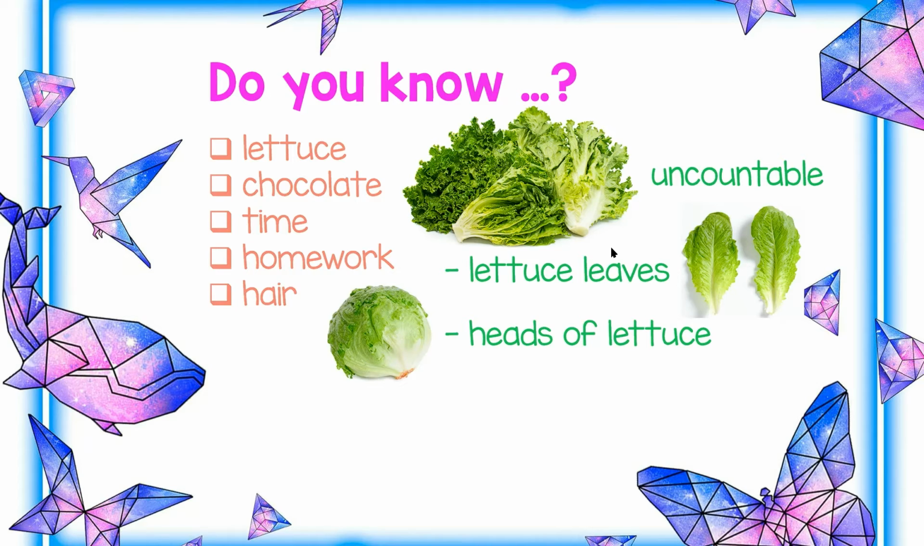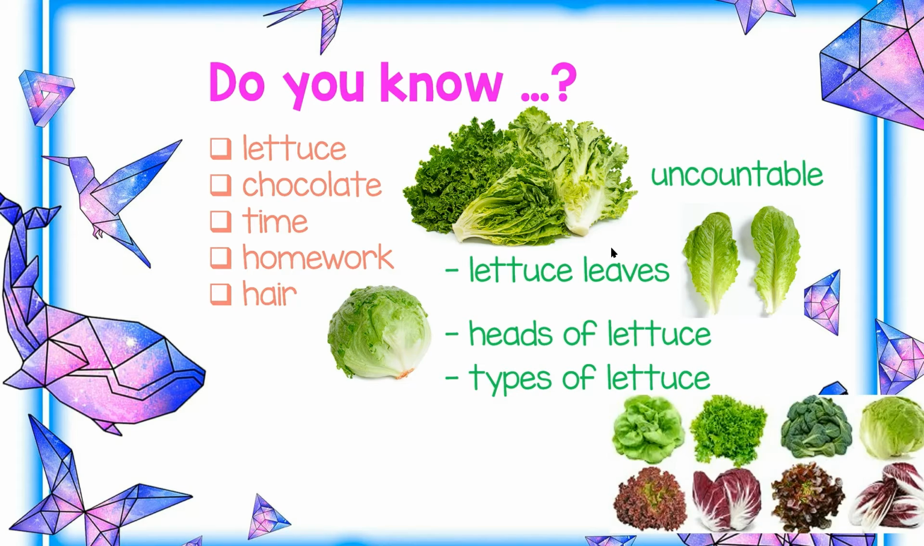Although lettuce cannot be counted, if we are referring to different types of lettuce, we can use the plural form by adding s. For example, there are different types of lettuces in the market. Can you see these are all lettuce plants, but there are different types, different species of lettuce plants.